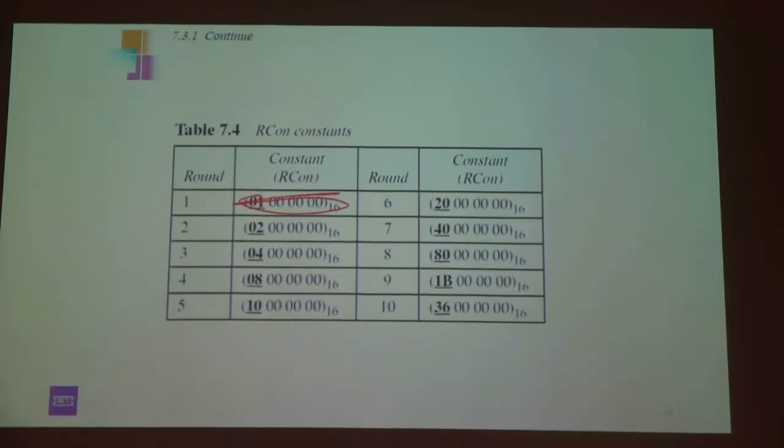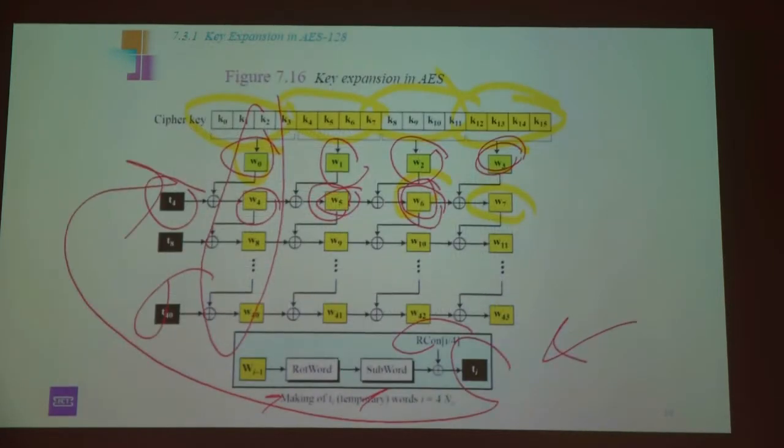So basically, now I think it's very easy. Our goal is just to repeat. We have the original key. The key is how many words? 4 plus 4 plus 4 plus 4, that's 16. From these 16, somehow we have to generate how many words? 44. We'll take 4 for each round. You have 11 rounds, let's say 11 rounds. This is 44.